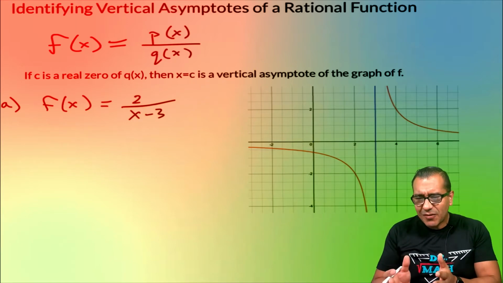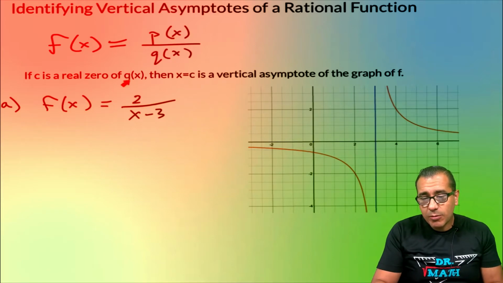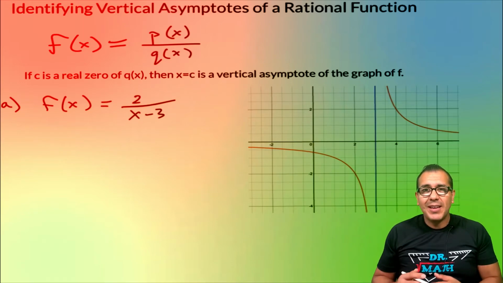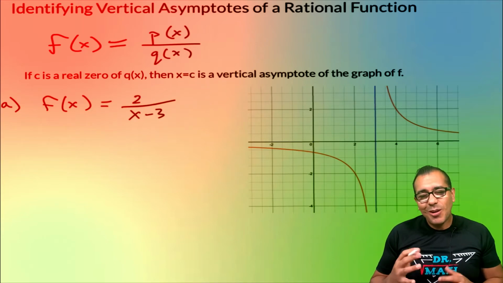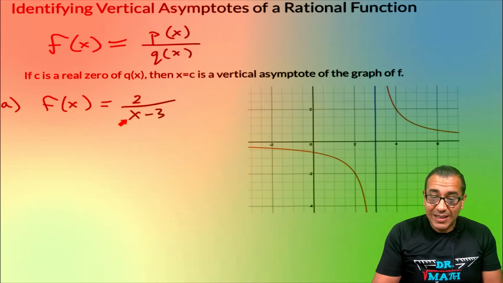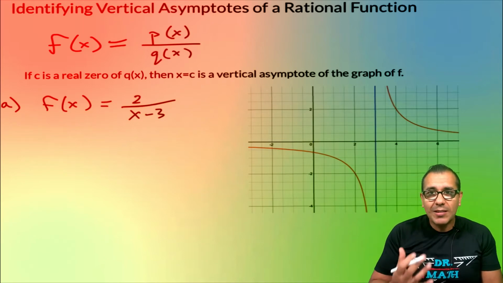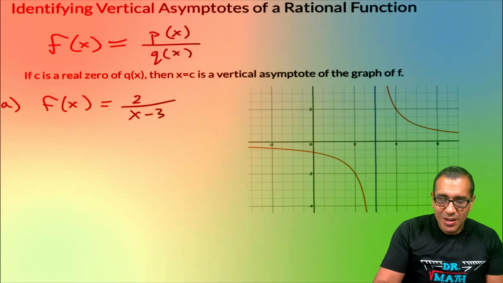So let's look at this definition so we can dive in here. It says if c is a real 0, then x equals c is a vertical asymptote of the graph f. Sometimes you read the definition in the book and you're like, what? All that means is that if you plug in a number here and it gives you 0 in the denominator, you have found one of your vertical asymptotes. So here's the secret, mathletes. It's this easy. You take that denominator and you set it equal to 0.